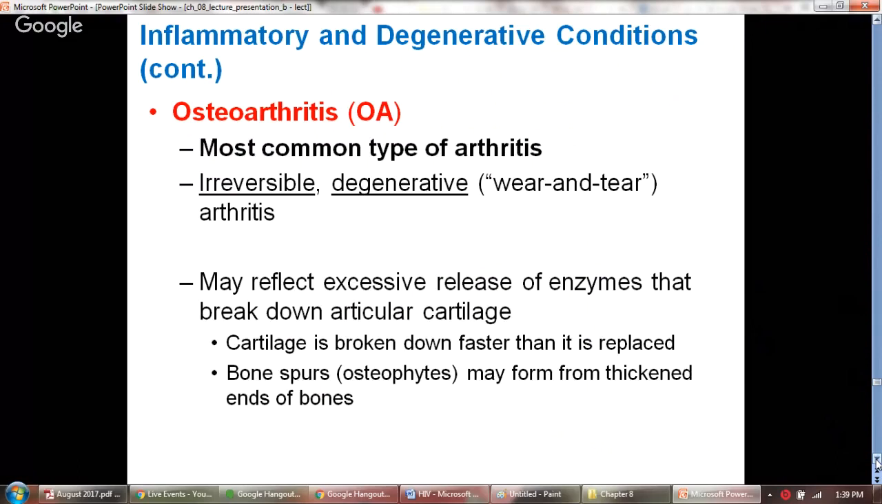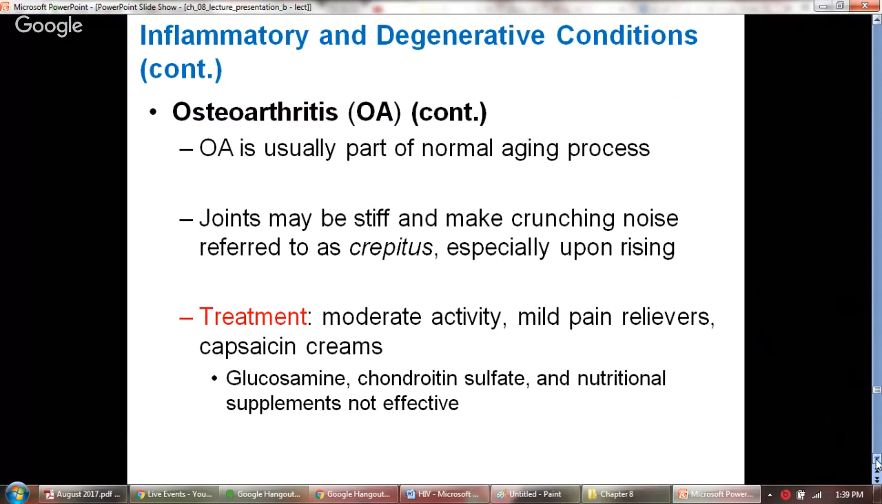The bone spurs, we call them osteophytes, start to form from the thickened ends of the bones. This leads to friction of the bones, and osteoarthritis usually happens with the normal aging process. Due to osteoarthritis, joints become stiff, and it may produce a crunching noise when you walk or use that joint. This crunching noise is referred to as crepitus. You might hear this crepitus when somebody starts to stand up from a sitting position, in the knee joints or maybe in the back and so on.